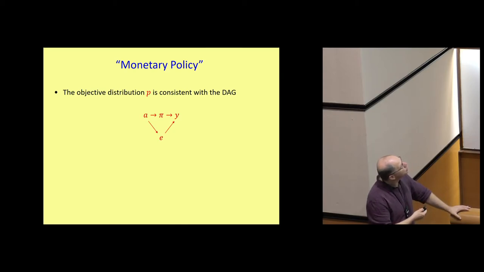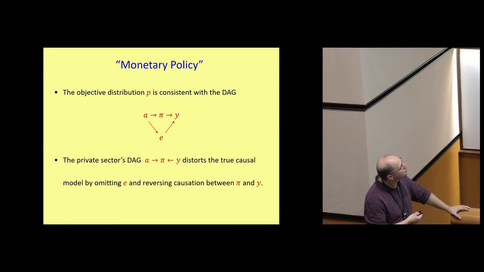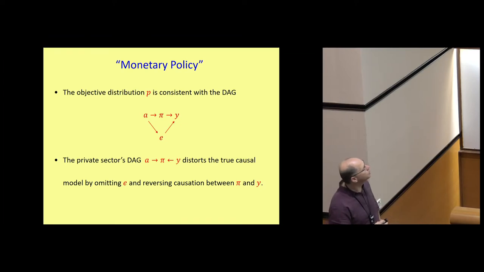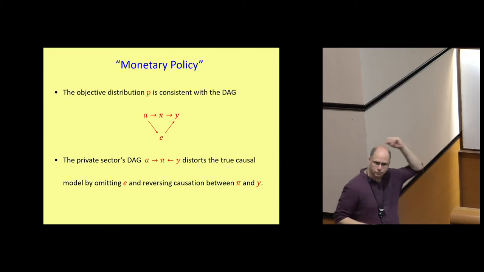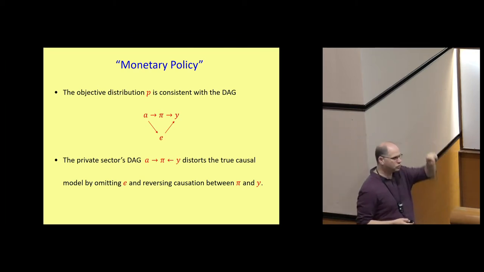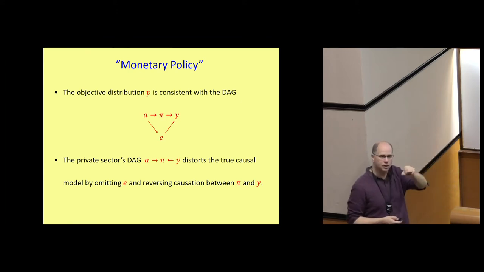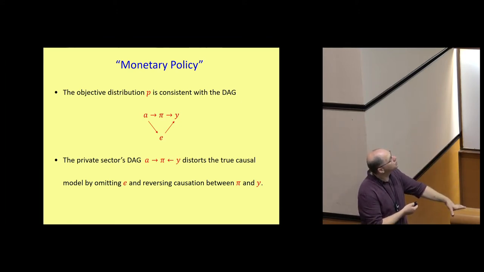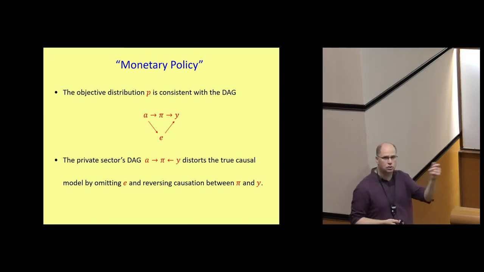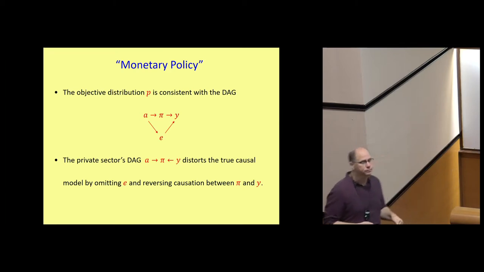Now, the objective distribution is actually consistent with this DAG, right? Because the central bank moves first, A, and then pi and E are realized simultaneously. And then Y is given by the Phillips curve, so it's only a function of E and pi. That's the true DAG. That's the subjective DAG. So you can see in terms of DAG language, what's the belief mistake that the private sector is making? Well, he's making two mistakes. First, he's omitting a variable. He's omitting E, which is a bit like what Inku did yesterday. That was the first model, not M1, the one before, where you just don't realize that there is an expectational causal path. But the other thing that you do here is that you flip the direction of causality between pi and Y. So it's a combination of omitting a variable and flipping causality. Okay.